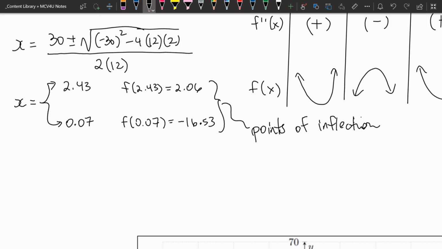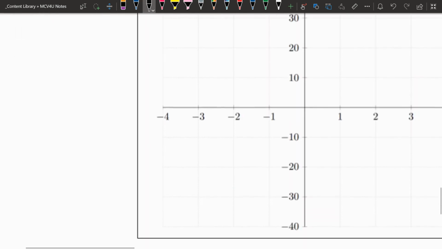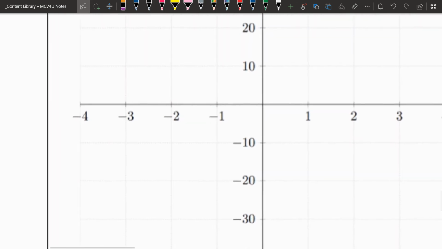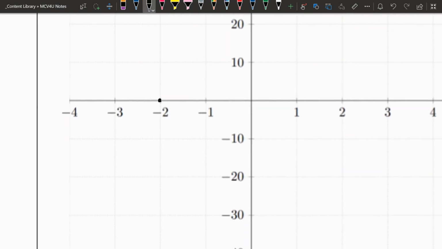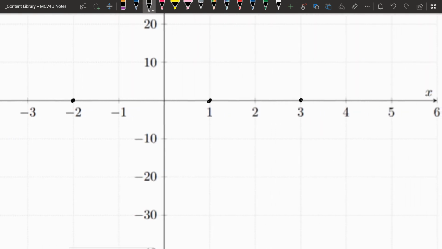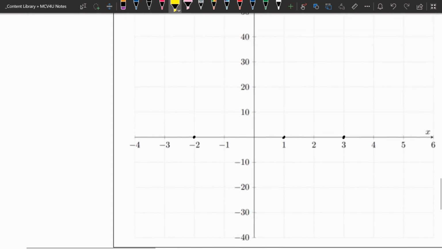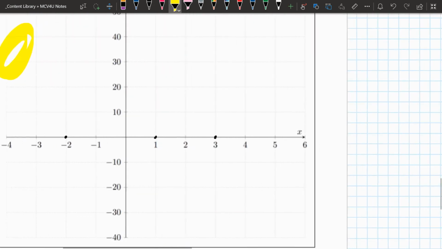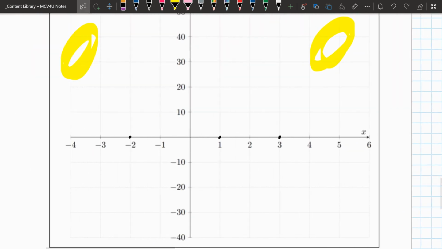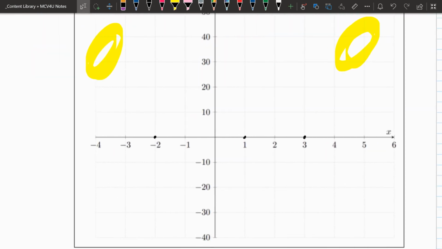I think we do. Okay, let's look at the graph. We can plot our x-intercepts first. Why don't we do that? Negative 2 is an x-intercept. We have 1 as an x-intercept. And we have 3 as an x-intercept. Okay, remember the end behaviors. We have to end somewhere here, and then we have to end somewhere here. Okay, the function is an x to the power 4, right? Quadrant 1 and quadrant 2.